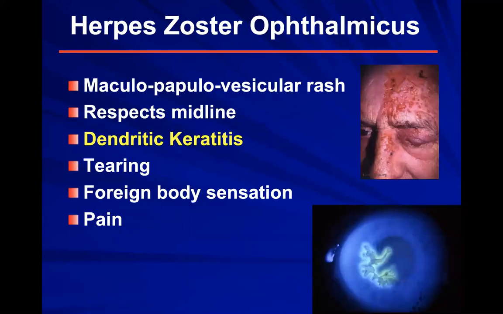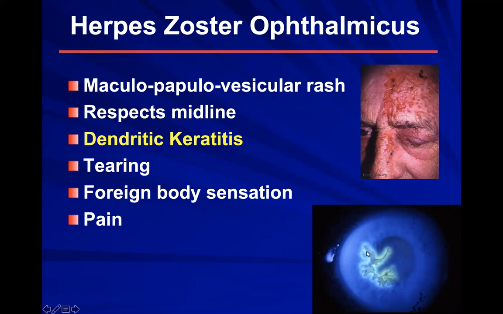Herpes zoster. This is again very common, and we've talked about it in my previous lecture. It respects, as you see here, the midline. You have papulovesicular rashes, and again, you have these dendritic ulcers.